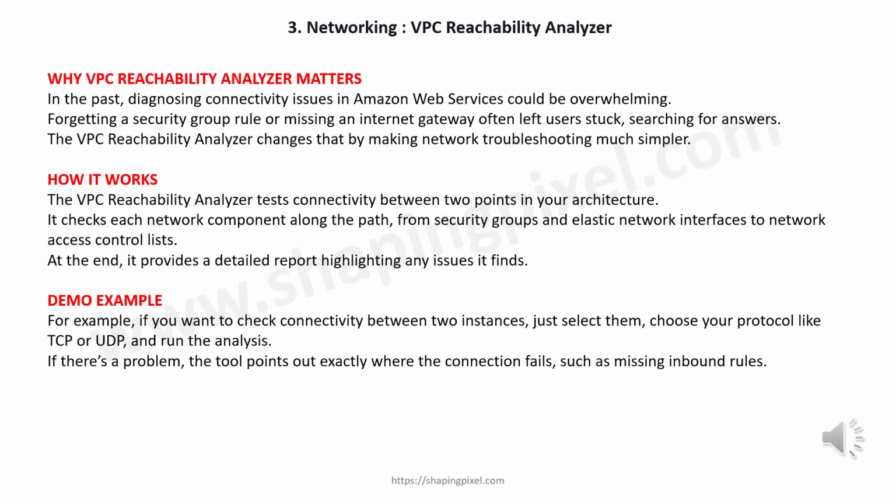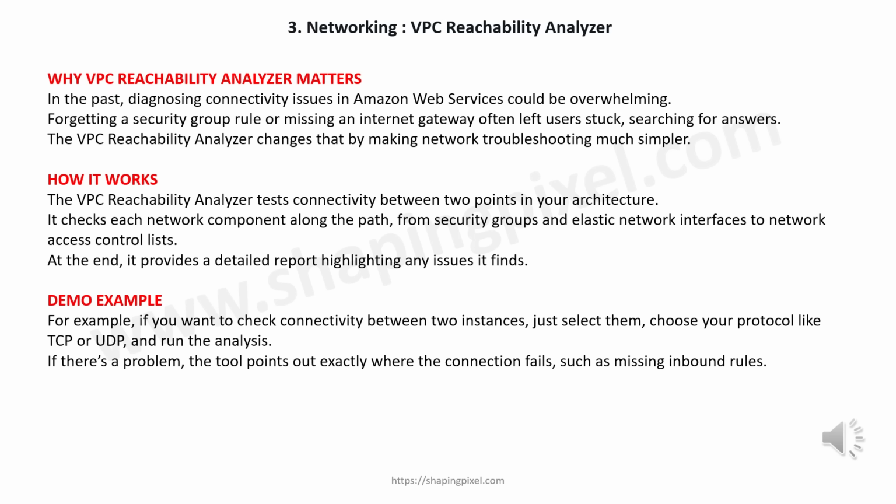The VPC Reachability Analyzer tests connectivity between two points in your architecture. It checks each network component along the path, from security groups and elastic network interfaces to network access control lists. At the end, it provides a detailed report highlighting any issues it finds.